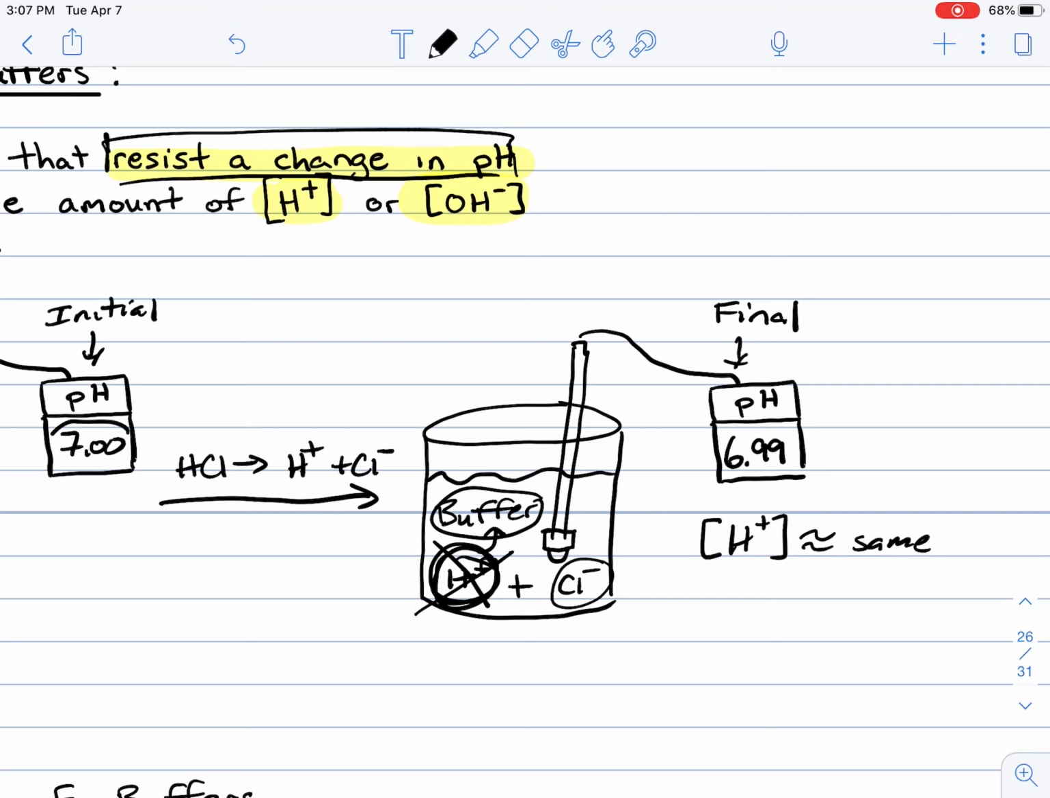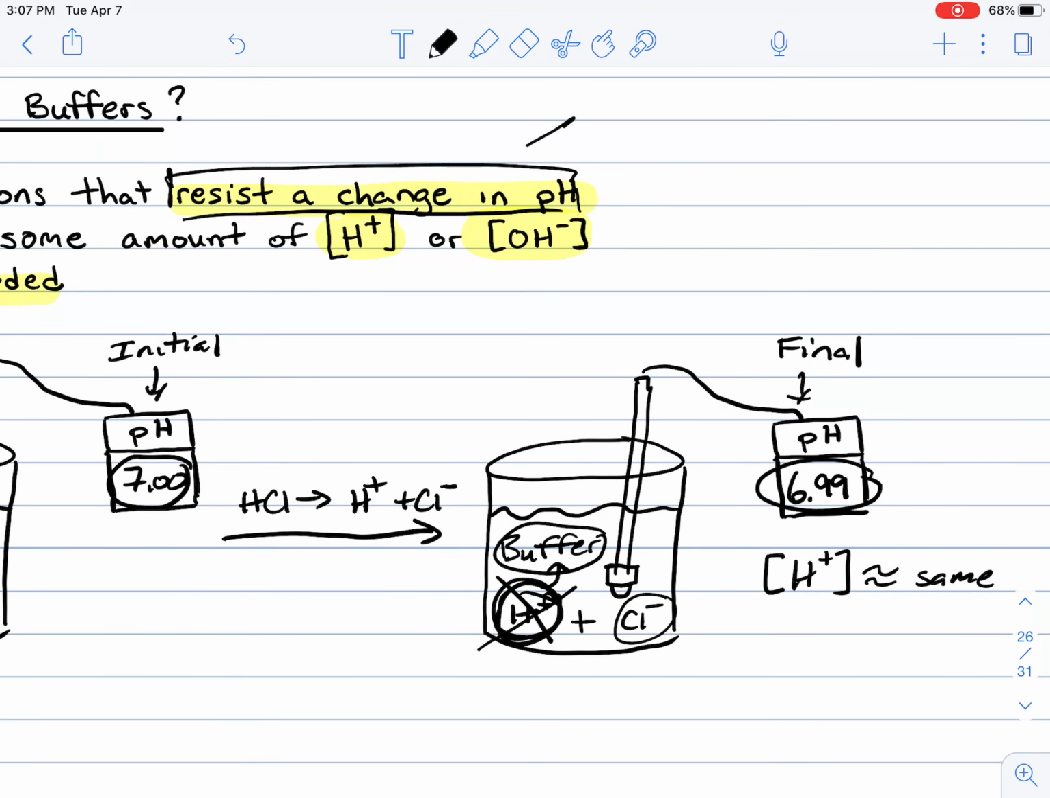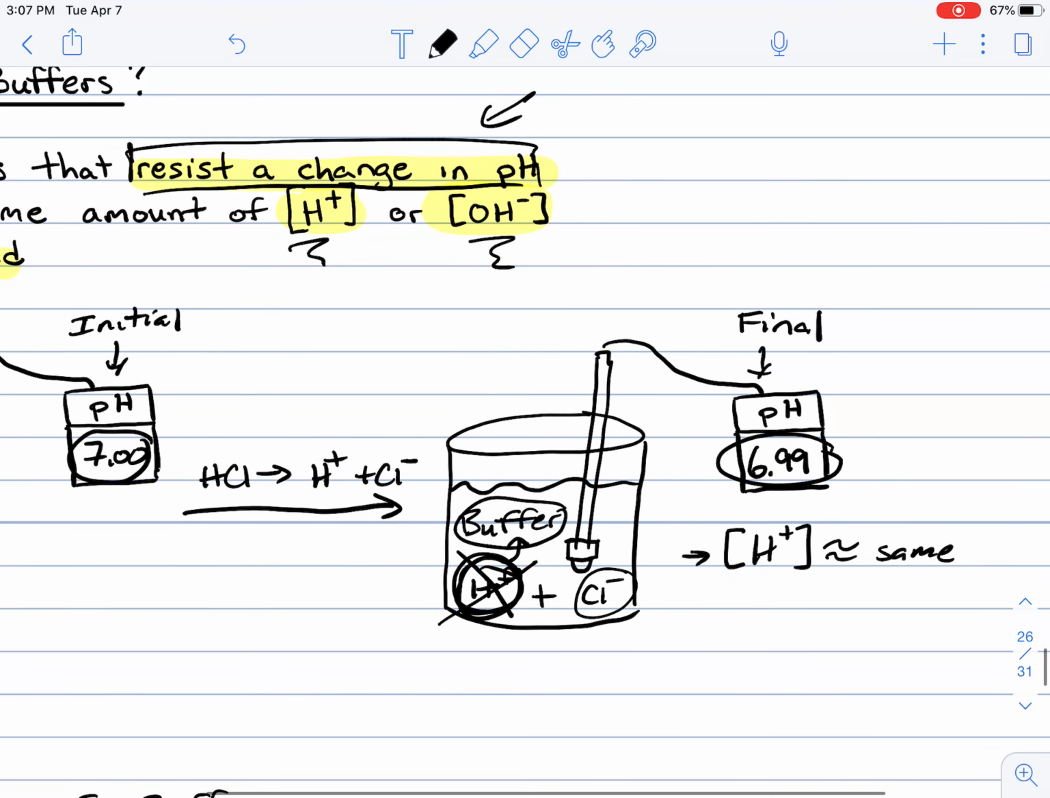However, if you compare the values, notice that the pH did not change by very much. And so this is how buffers resist changes in pH. It somehow absorbs that hydrogen ion that was added. And the same idea can be applied to hydroxide. Somehow it's absorbing these two components so that the concentration of hydrogen ion and the concentration of hydroxide ion remains the same.